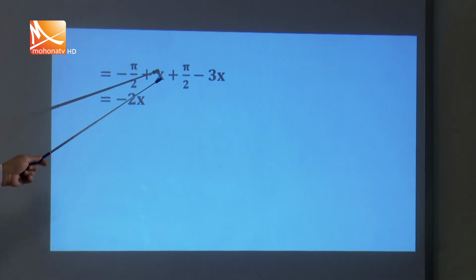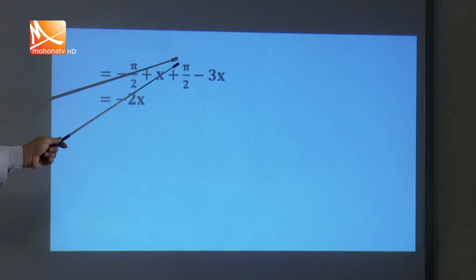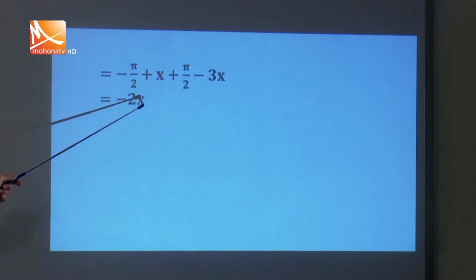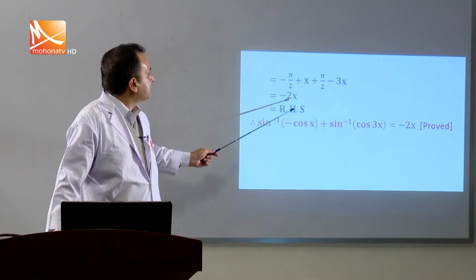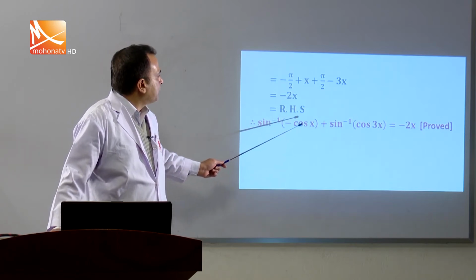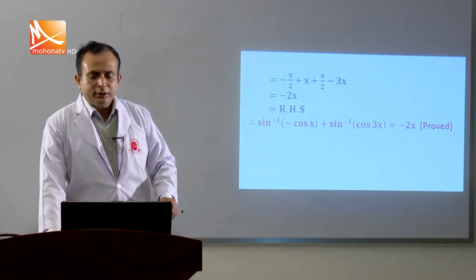Okay, then minus pi by 2 minus x plus pi by 2 minus 3x. This minus pi by 2 and pi by 2 will be cancelled, so only x minus 3x will remain. So it will be minus 3x. This is the right hand side. That is sin inverse minus cos x plus sin inverse cos 3x equals minus 2x, hence proved.